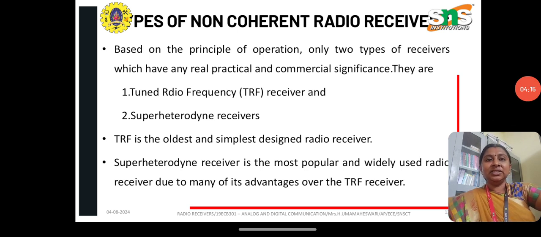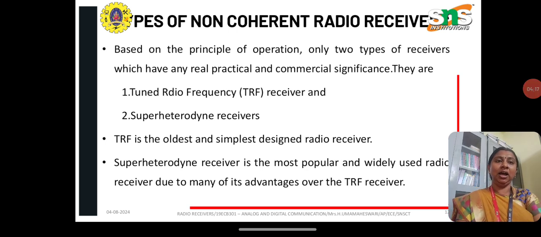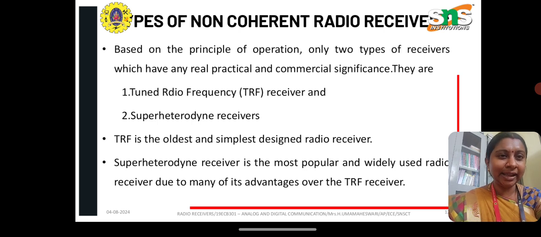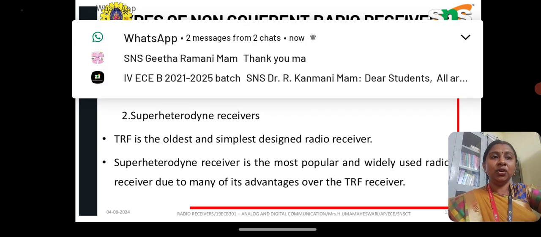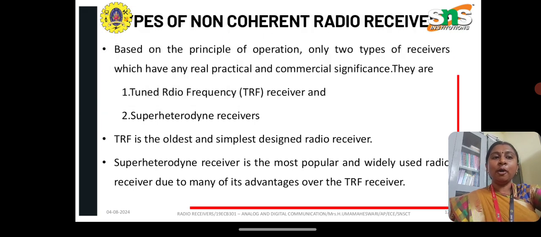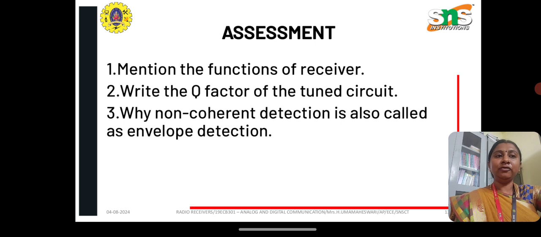Only two types of receivers have real and commercial significance. They are the TRF, which we call the tuned radio frequency receiver, and the superheterodyne receiver. TRF is the oldest and simplest designed radio receiver, whereas superheterodyne is the most popular and widely used radio receiver due to many of its advantages over the TRF receiver.